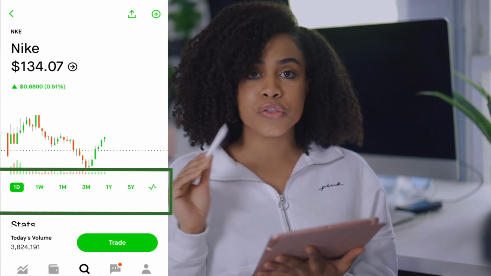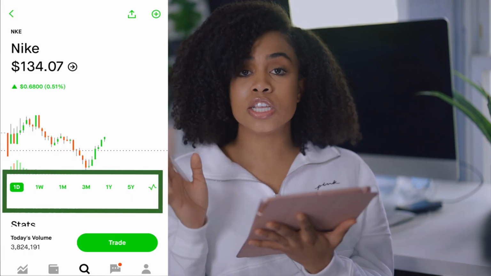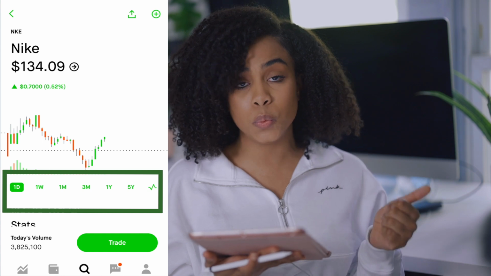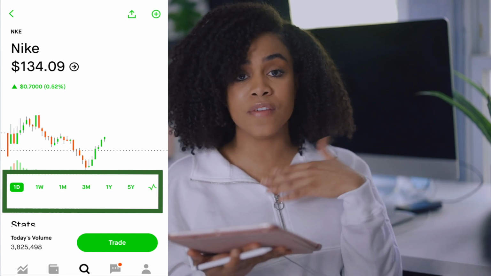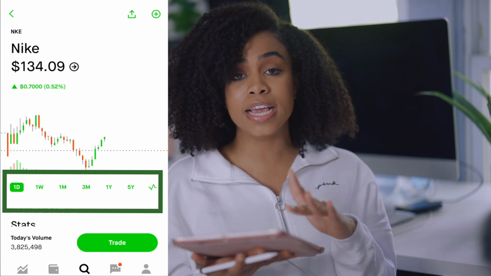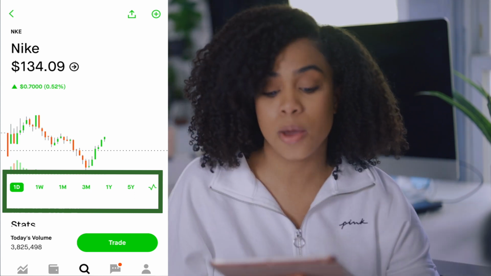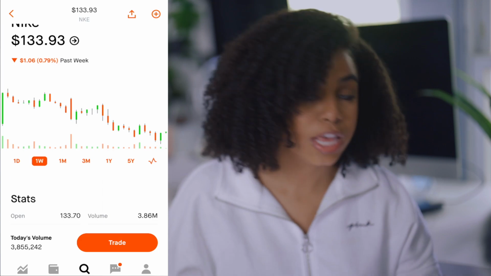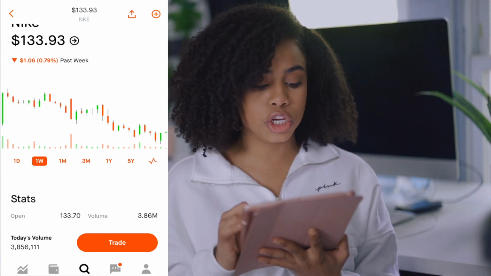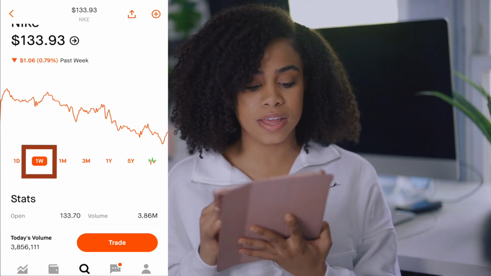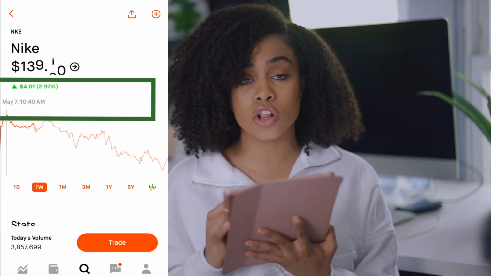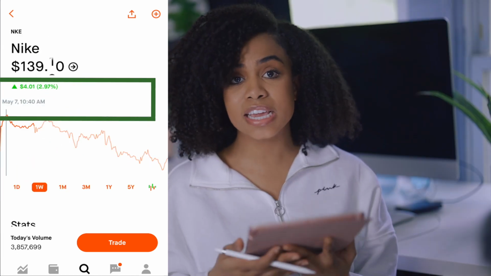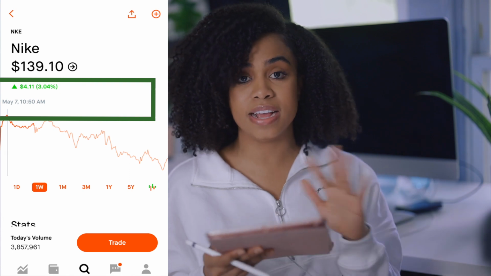Robinhood has a historical chart that shows you the stock's price information for 1 week, 1 month, 3 months, 1 year, and 5 years. So if I wanted to see what Nike was trading at last week, I would hit the 1 week icon. Today is May 13th, so it's showing me that on May 7th at 10:50, Nike was $139.10. So it showed me that Nike went down about $5 in that time period.